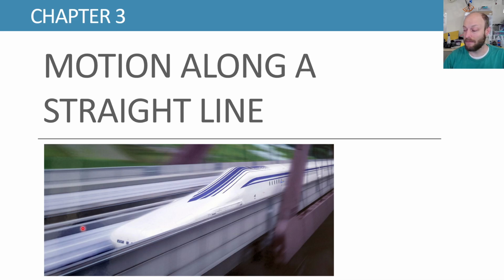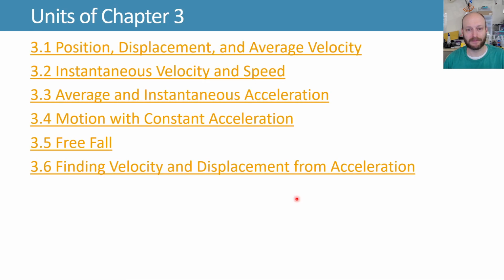Here we have a maglev train, that stands for magnetic levitation, on the Yamanashi test track. And we're going to learn how we can describe its motion as it moves along a straight line there. Now, the actual behavior of the train is a little bit more complicated. For example, there's that magnetic levitation stuff, but the techniques we're going to learn are still going to be applicable to describing the motion of even sometimes complicated systems.